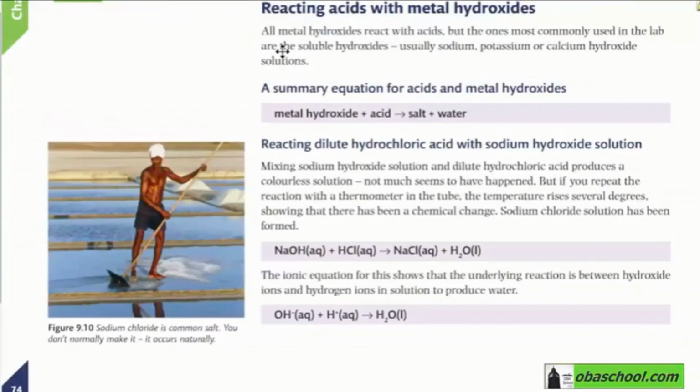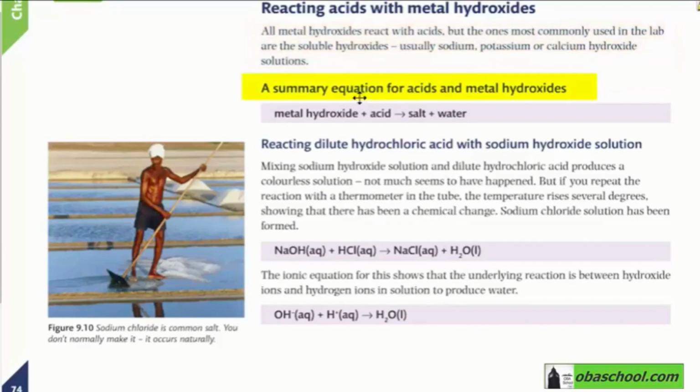After talking about reacting acids with metal oxides, we'll talk now about reacting acids with metal hydroxides. On page 74, all metal hydroxides react with acids, but the ones most commonly used in the lab are the soluble hydroxides. Usually they are sodium, potassium, or calcium hydroxide solutions.